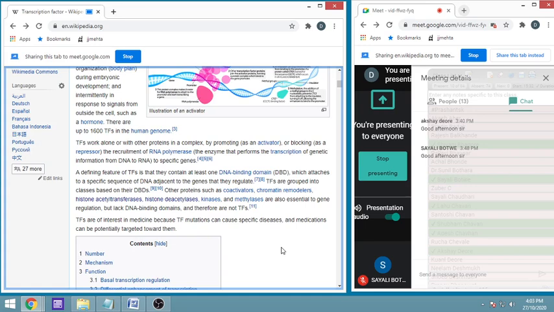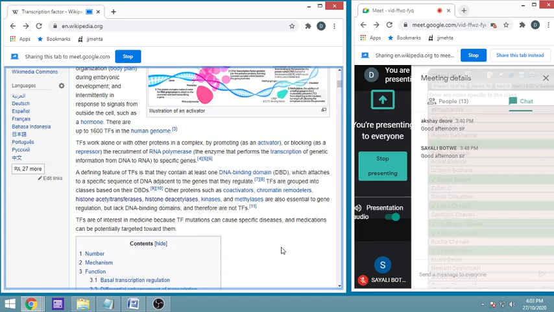So what is the difference? Although these coactivators, chromatin remodelers, histone acetyltransferases, histone deacetylases, kinases and methylases play an important role in gene expression, as we have seen, they are not transcription factors. Why are they not transcription factors? Because they don't have a DNA binding domain. So this is very important.